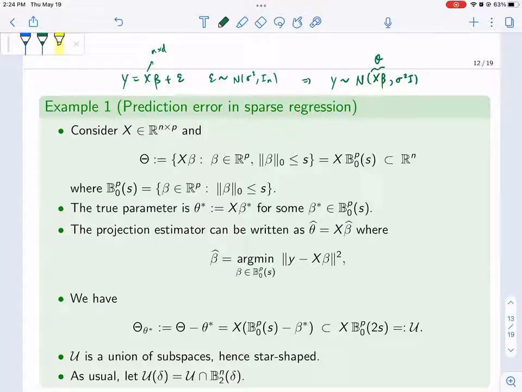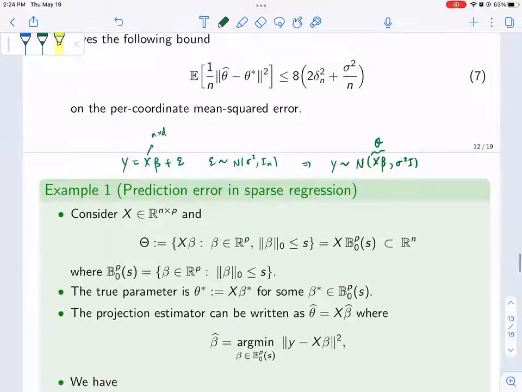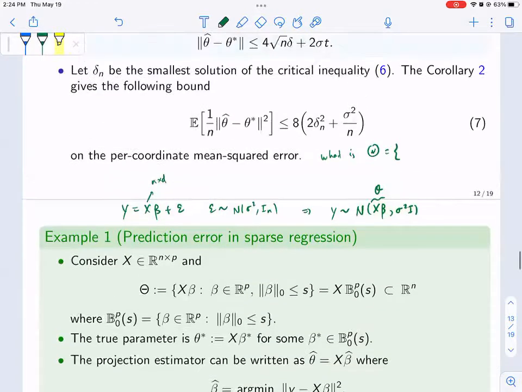So can you tell me what the parameter space theta is in this case? What is capital theta? What kind of space is that?